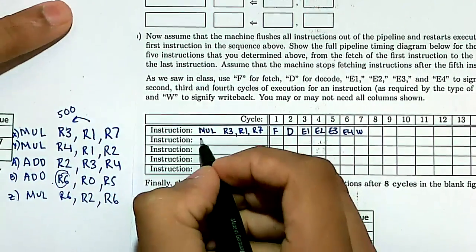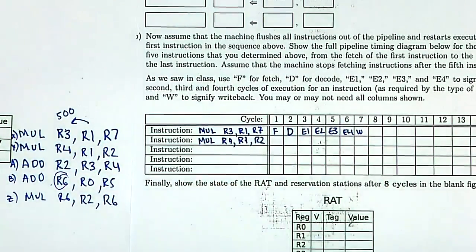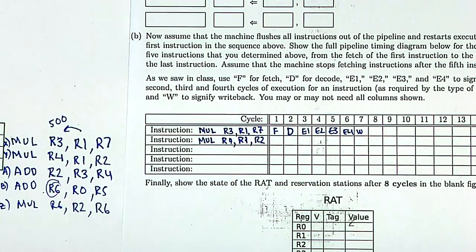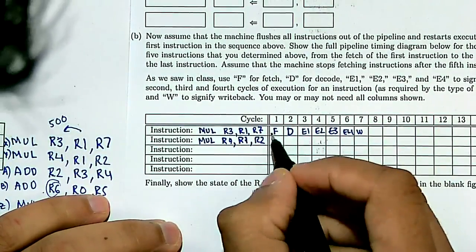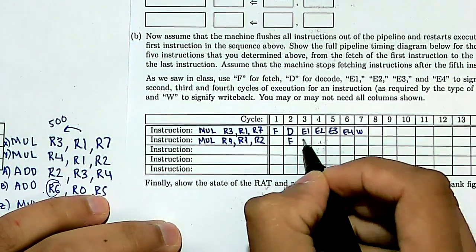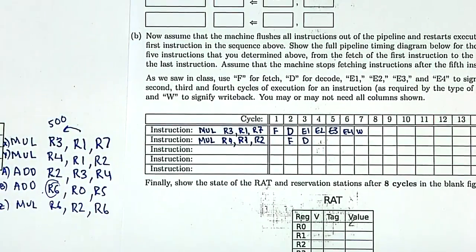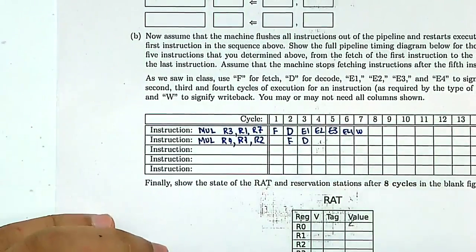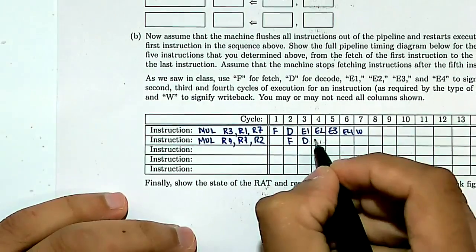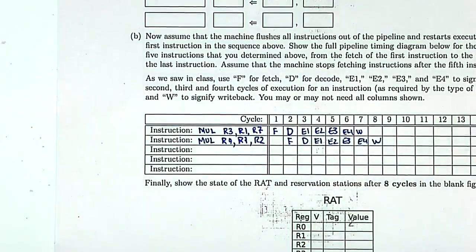Then we have the second instruction, which is the mul R4, R1, R2. Again, this instruction is not dependent on the previous instruction or any previous instructions at all, so we don't have to wait for any of the source operands to be ready before we begin execution. We just have to wait till we have the resources available. On the next cycle, we fetch, we decode the instruction, and since the adder and multiplier are fully pipelined, we don't have to wait for this execution to finish. We just have to wait for the first execution stage to be empty. So we can begin executing E1, E2, E3, E4, and write back is also free, so we can write back that instruction.